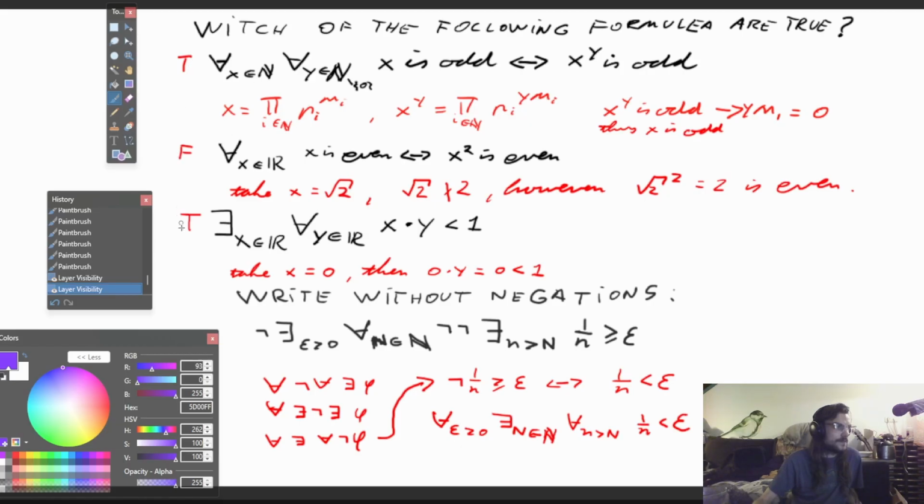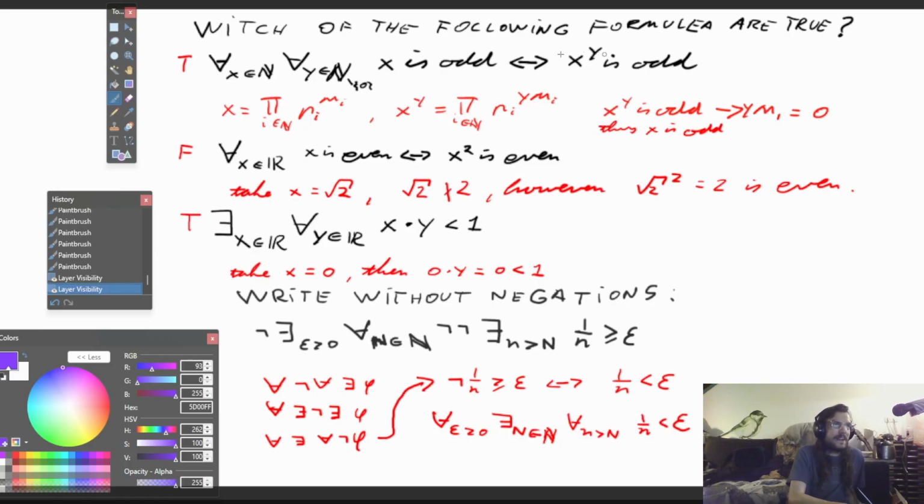This is true, this is false, this is true. And this is the final thing without negations. Let me walk through it, because you know, I like to take some examples. So we saw this in the last lecture, and I stumbled over prime factorization.